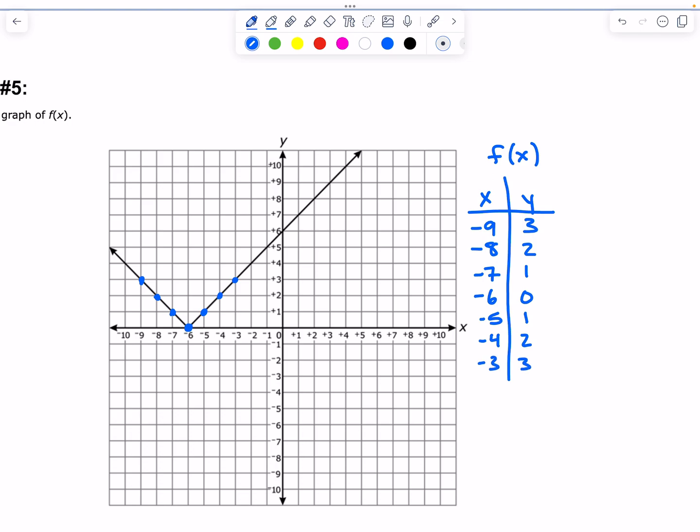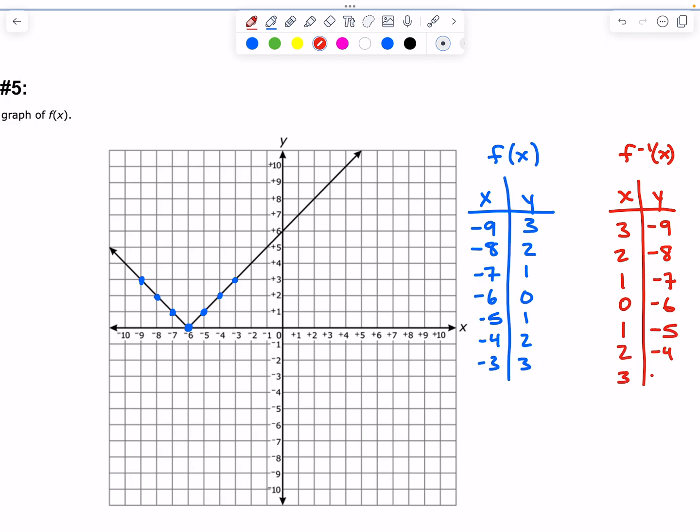All right, so if we take those and we switch them around to get our inverse function, so remember, switch x and y is a big idea with inverse functions. So we get 3, negative 9, 2, negative 8, 1, negative 7, 0, negative 6, 1, negative 5, 2, negative 4, and 3, negative 3. What we look for for something to be a function is that each x can only pair up with one y. So each x has only one y value that it goes with in the whole function.